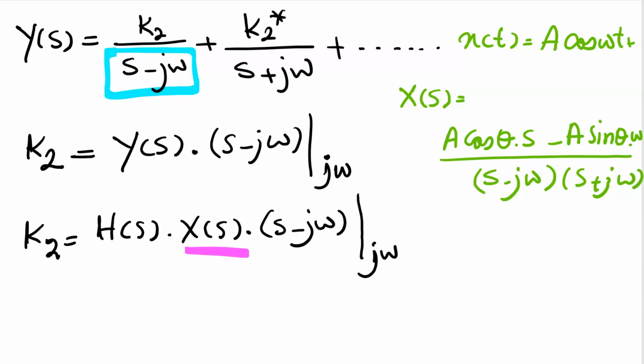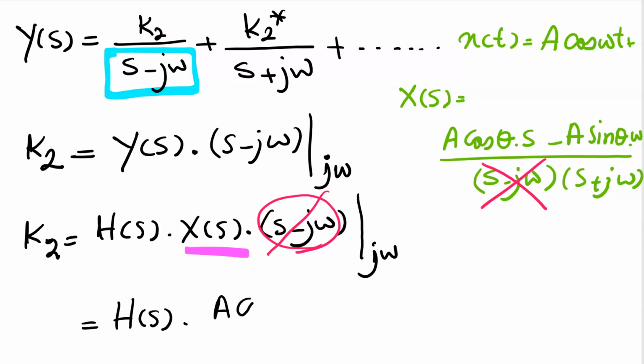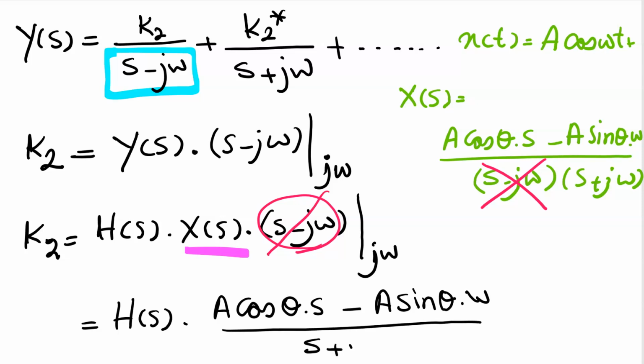Now, if I multiply this x of s by s minus j omega that I have here, this s minus j omega will cancel out s minus j omega in denominator here. So what I'm going to have at the end here is going to be h of s multiplied by whatever is left here, which is a cosine of theta multiplied by s minus a sine of theta multiplied by omega divided by s plus j omega, and then I have to evaluate everything at j omega.